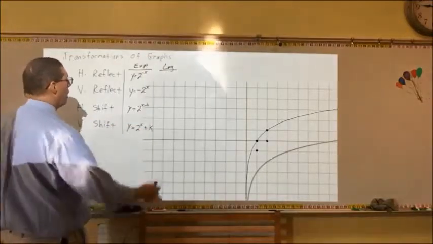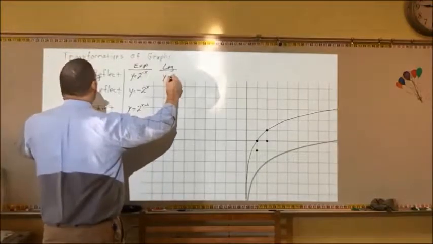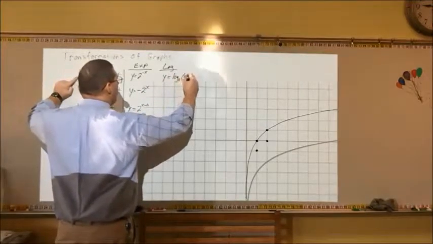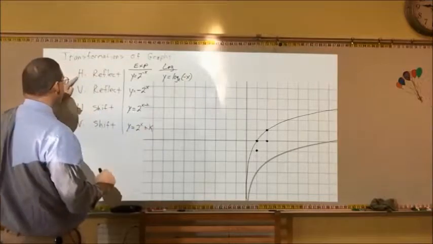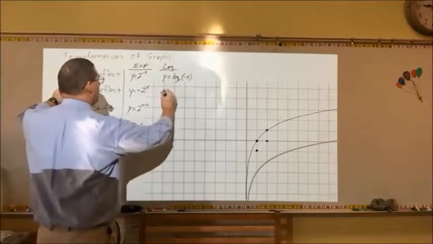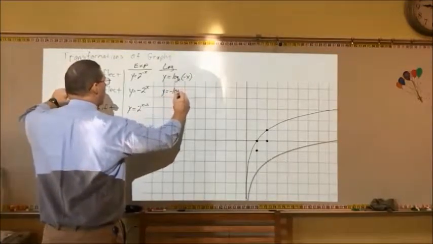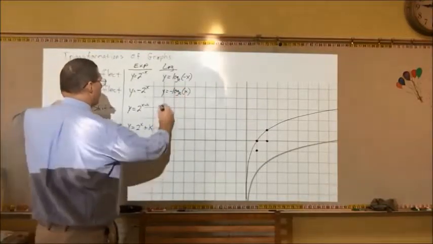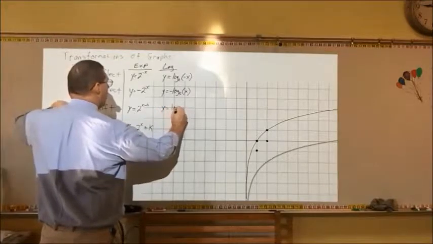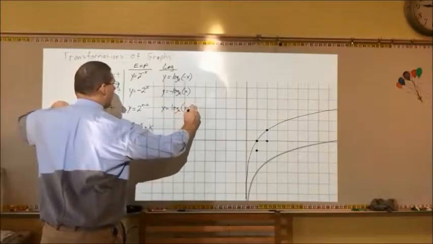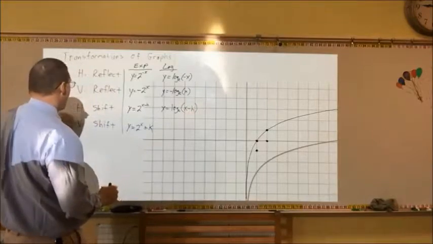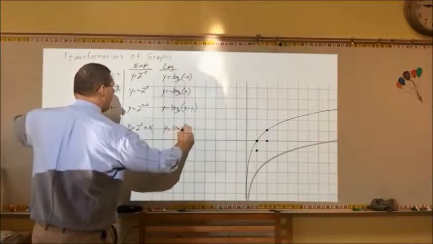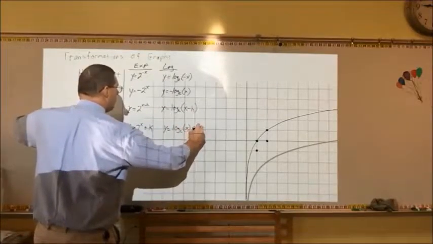shift. On a logarithm, a horizontal reflection would be y equals log base 2 of negative x. A vertical reflection would be y equals negative log base 2 of x. A horizontal shift would be y equals log base 2 of x minus h. And a vertical shift would be y equals log base 2 of x, and then on the end, plus k.